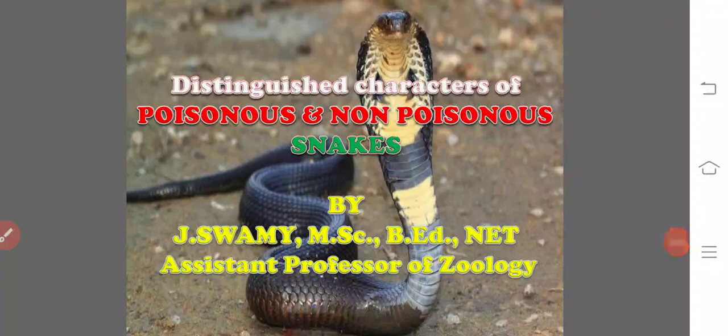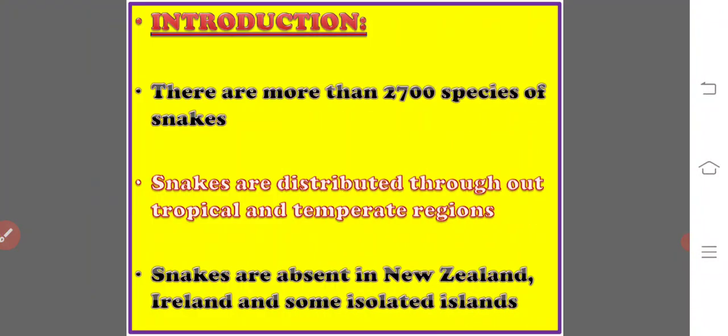Hi viewers, in this class we are going to discuss the identification characters or distinguished characters of poisonous and non-poisonous snakes, or venomous and non-venomous snakes. There are more than 2700 species of snakes worldwide. Snakes are distributed throughout the tropical and temperate regions of the world. Snakes are absent in New Zealand, Ireland, and some isolated islands.